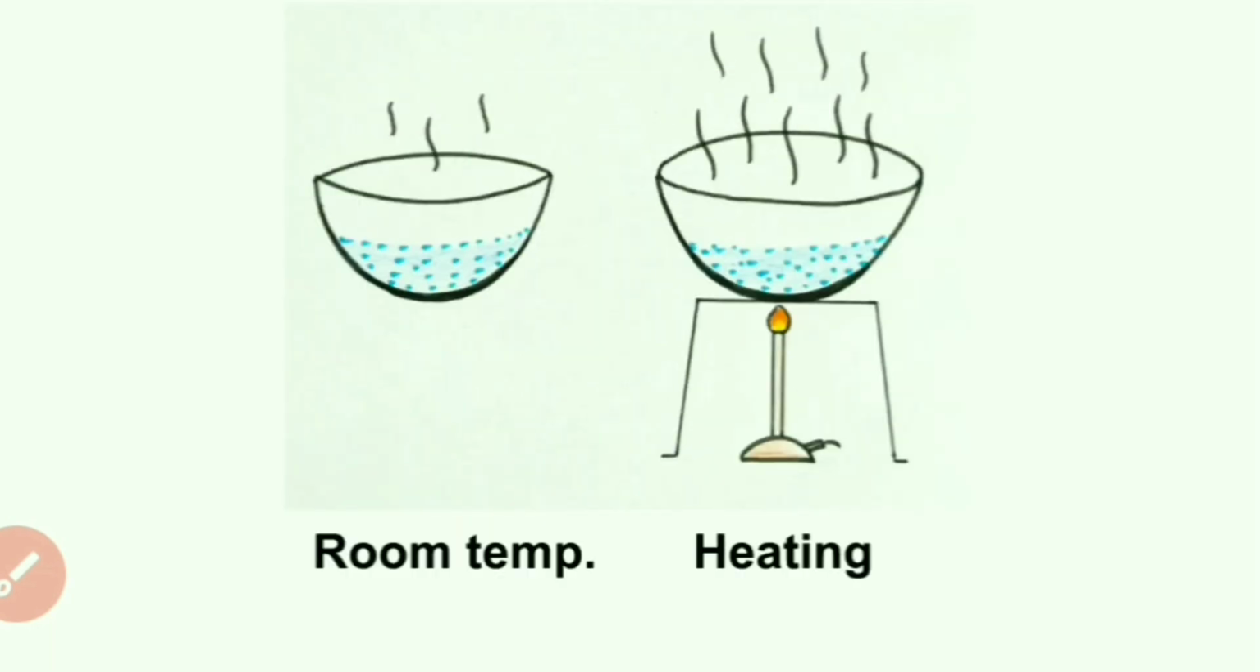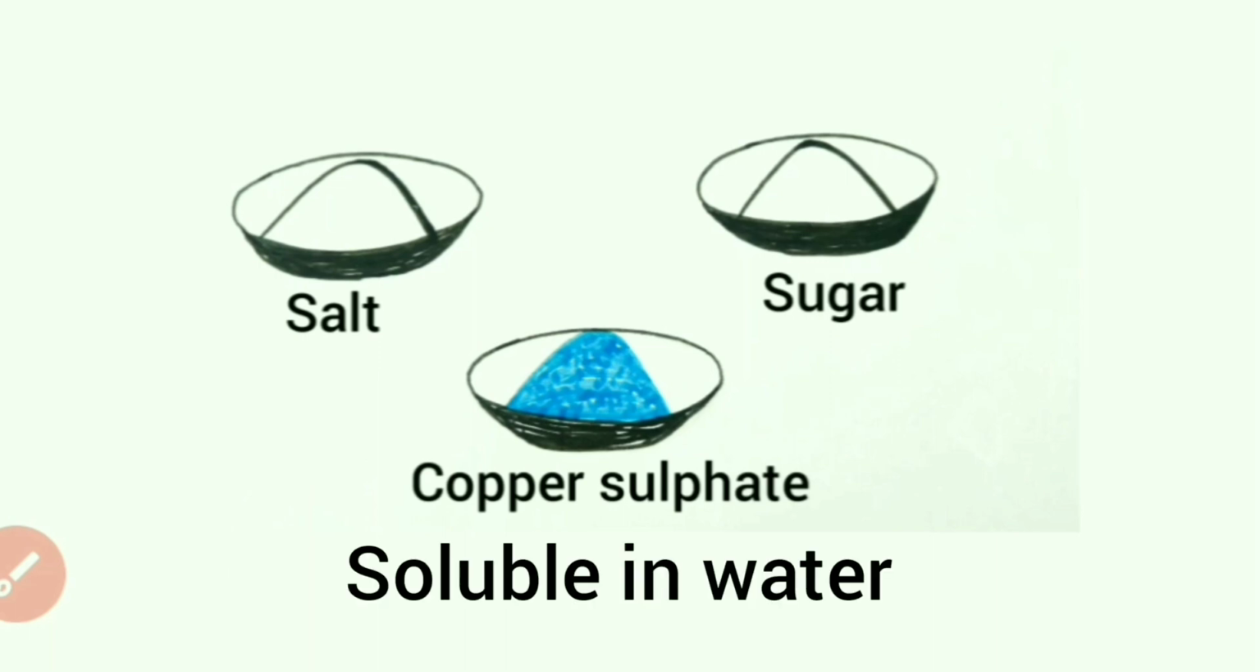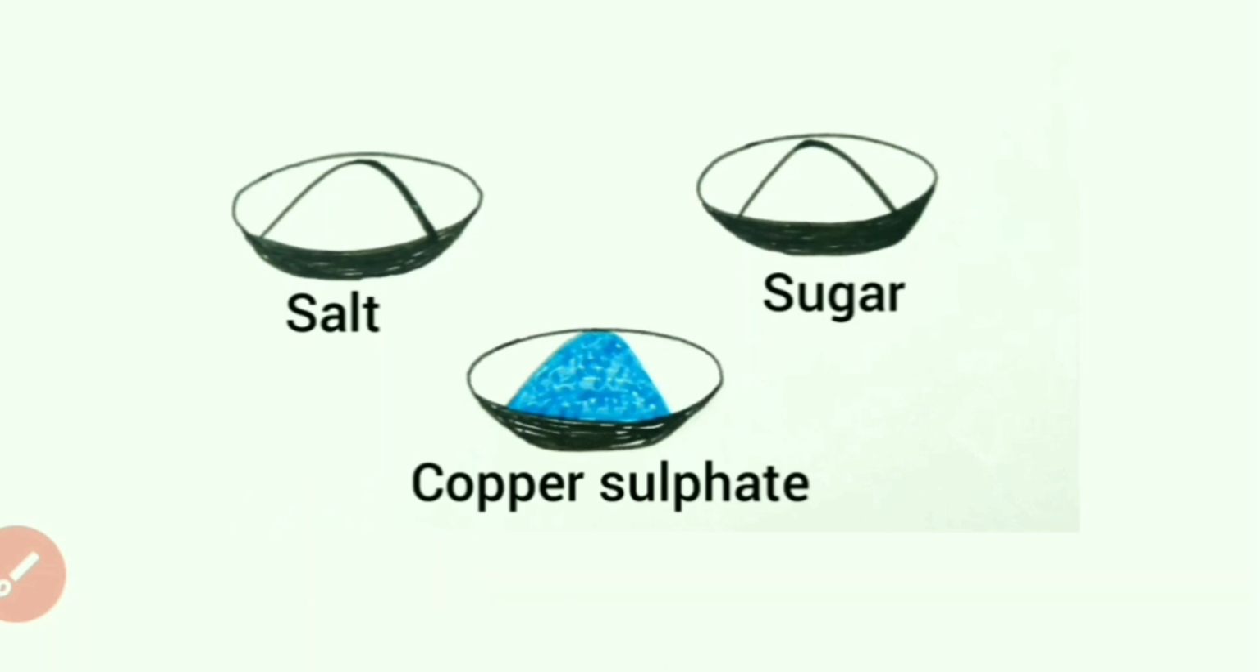Evaporation takes place at room temperature, and the rate of evaporation increases when we heat a certain liquid. Now, there are certain salts or compounds like salt, sugar, copper sulfate, which are soluble in water and can be extracted from their solution by the method of evaporation.